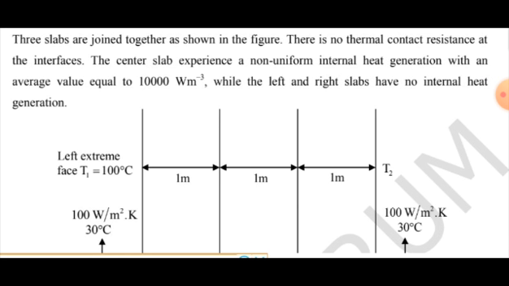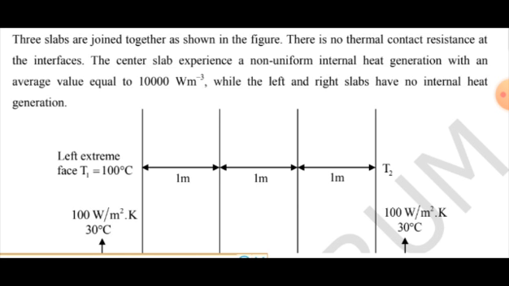Three slabs are joined together as shown in figure. There is no thermal contact resistance at the interface. The center slab experiences a non-uniform internal heat generation with an average value equal to 10,000 watt per meter cube, while the left and right slab have no internal heat generation. You can look at the figure that there are three slabs of thickness 1 meter, 1 meter, 1 meter, and the middle slab is generating heat. The value is given as 10,000 watt per meter cube.